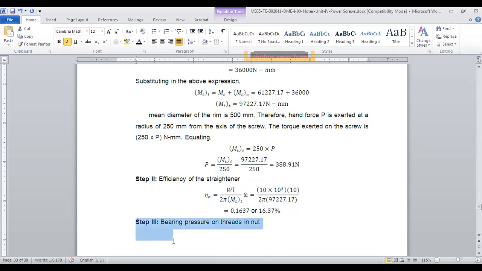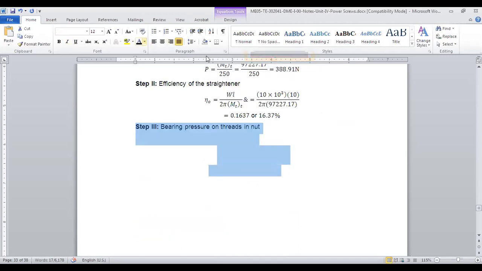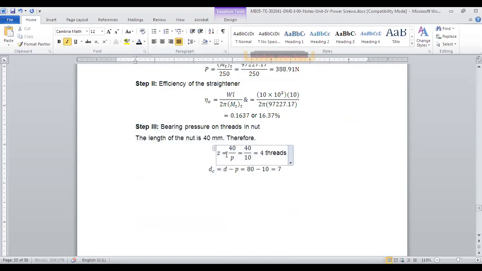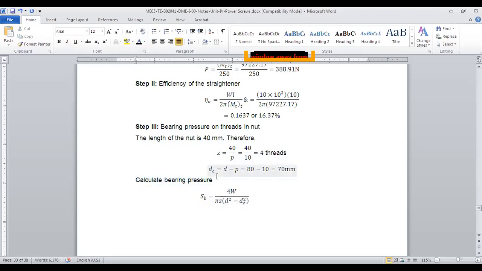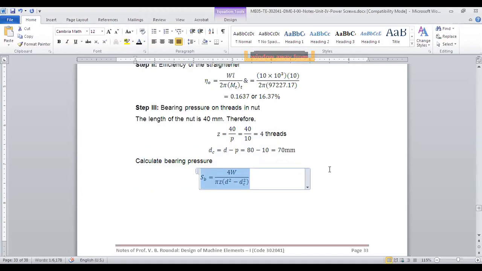And now, as I said, last we have to find out the bearing pressure. Further, we have to find out what the area is, right? So for the number of threads, as I said, the length is given as 40, pitch is 10, the distance it moves in one rotation. So 40 upon 10 is 4 threads. So we have 4 threads. DC is equal to D minus P. So 80 minus 10 is the core diameter, because for the mean diameter it is D minus half P and the core diameter is D minus P. So the outside diameter or nominal diameter is 80, and the inside or core diameter is 70.